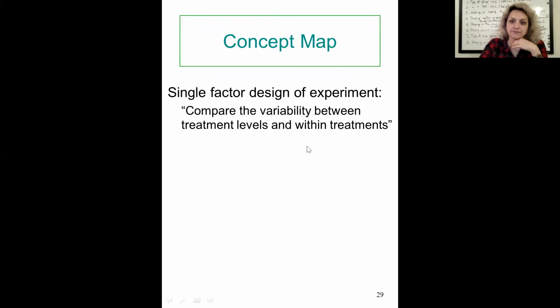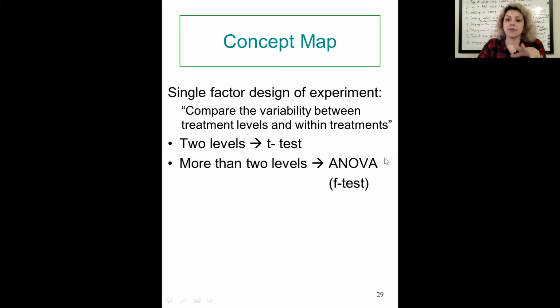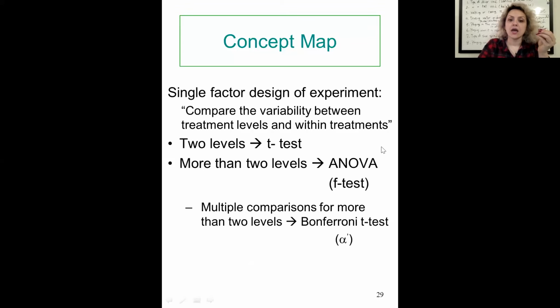Now let's have a concept map, because everything in this chapter was new. For single factor design of experiment, we compare the variability between treatment levels and within treatments. If we have two levels, we use the t-test. If we compare more than two levels, we have the ANOVA and use the F-test. For multiple comparison with more than two levels, we could use the Bonferroni t-test.